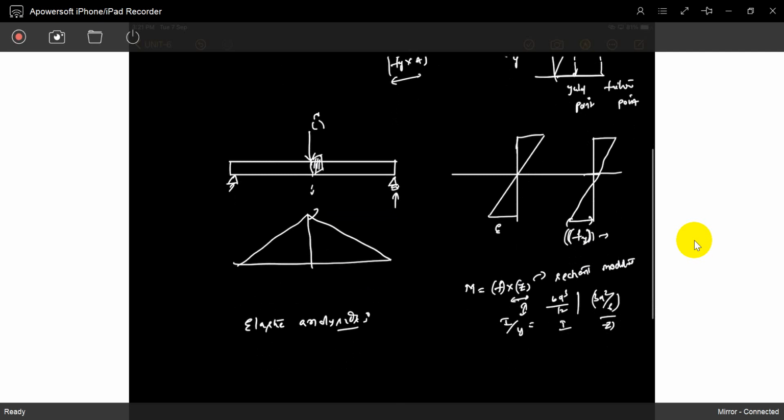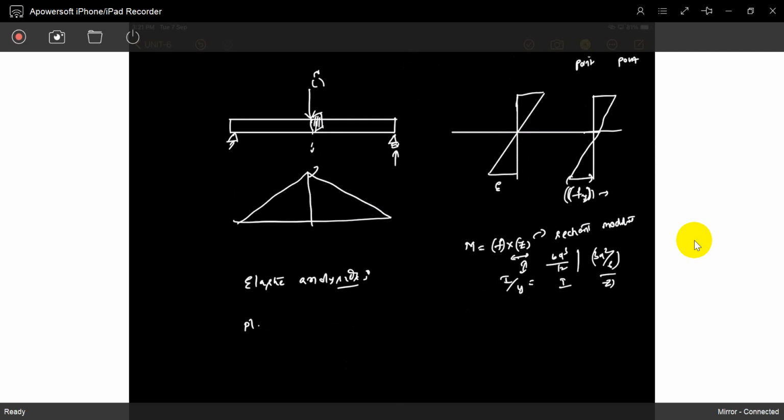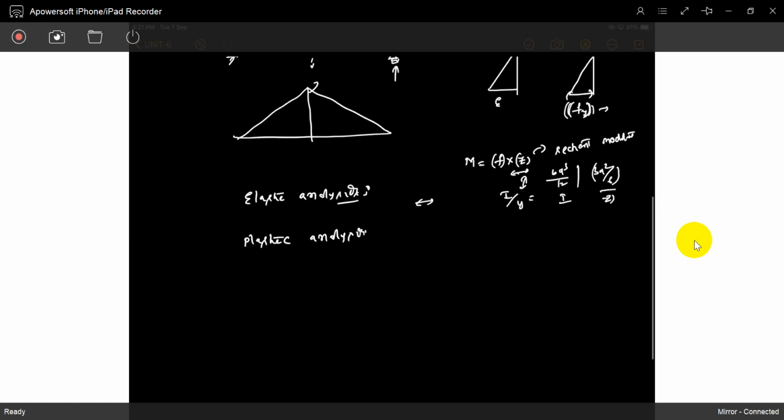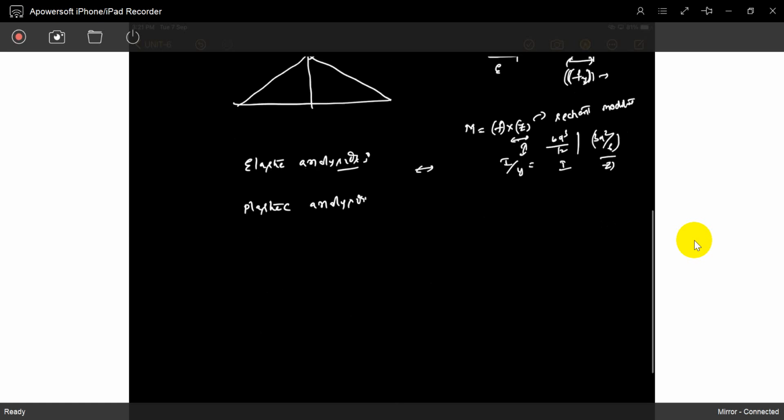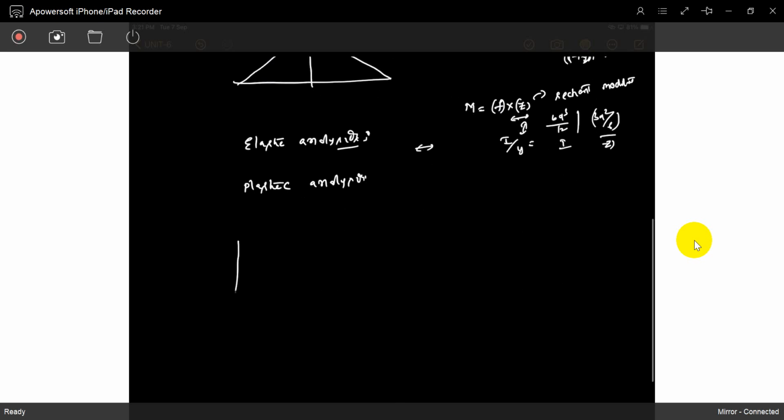So what is the meaning of plastic analysis, sir? Everything you know up to this point, you know from the previous bending stresses. So what is plastic analysis? For discussing plastic analysis, we will first draw the stress strain diagram for mild steel.